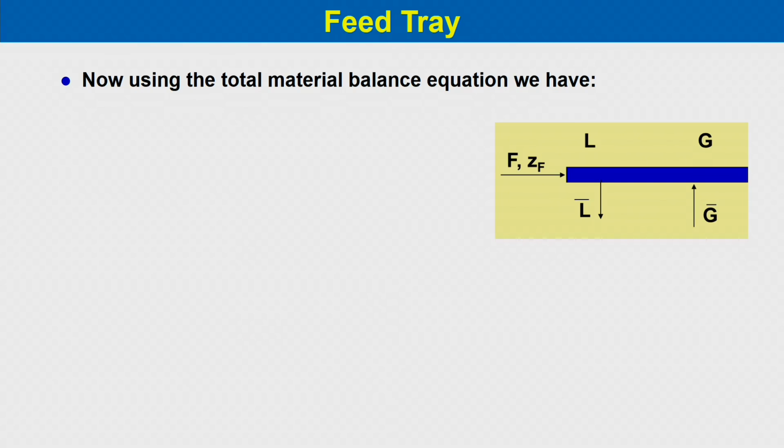Now, using the total material balance equation, F plus L bar plus G is equal to L bar plus G. From here we can write G bar minus G is equal to L bar minus L minus F.